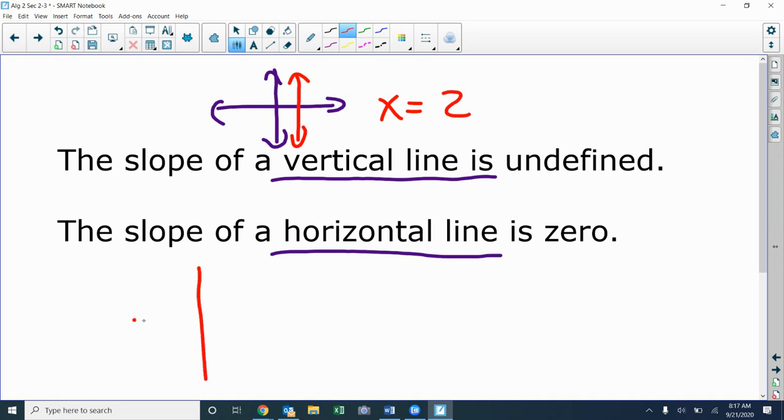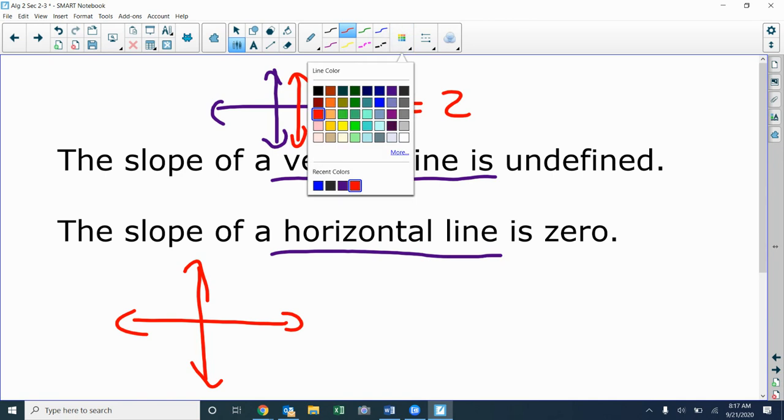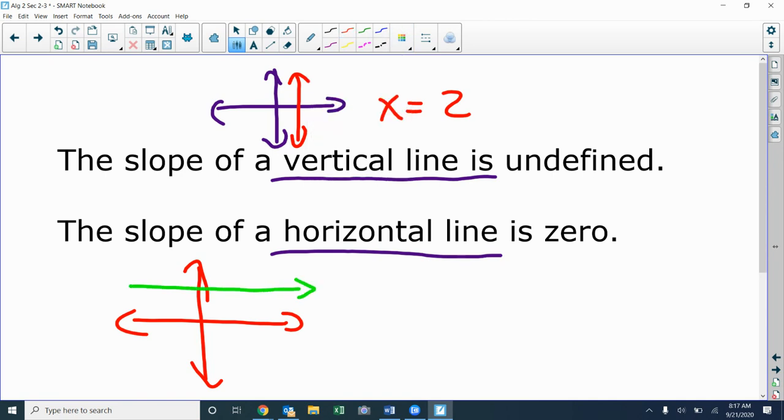Horizontal lines, on the other hand, are going to be y equals. This could be y equals 4, horizontal, and it has a slope of 0. So x equals are vertical, y equals, these are constant functions, they're just straight lines.